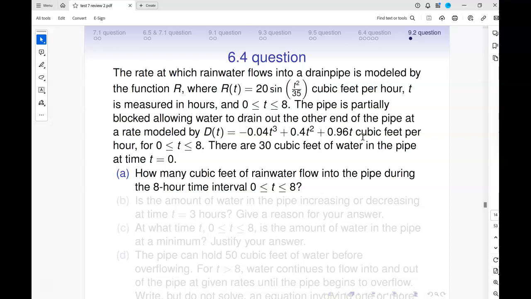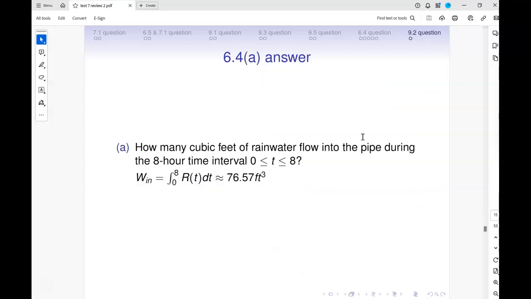This should be calculator, yes. You have no business trying to do this by hand. Absolutely use that calculator and use the heck out of it. Okay. So that's it. The water in is just the integral from 0 to 8 of R of t dt. Type in my calculator, press enter.